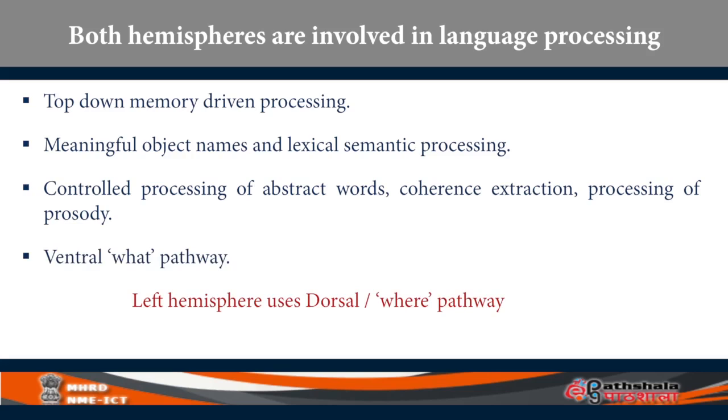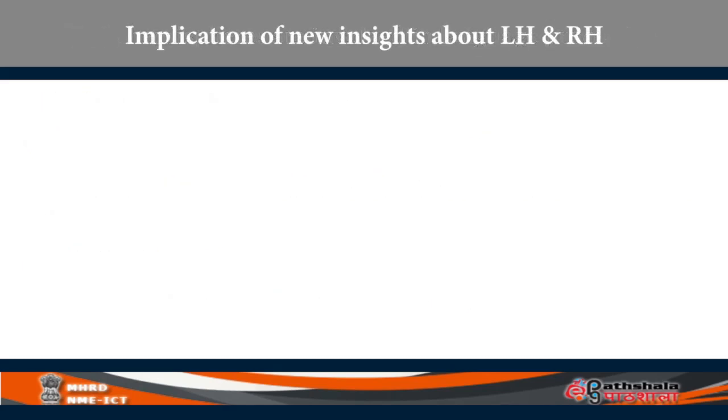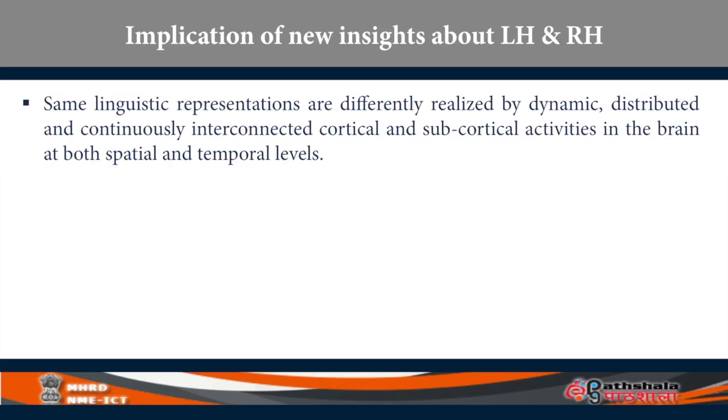So, what is the implication of saying both left hemisphere and right hemisphere are involved in language processing? It is not true that only the left hemisphere is dominant. Why do we need to engage with this new information? The new insights are telling us that the same linguistic information, you might be talking about syllables or phonemes or words, or stressed words or closed class words, the same representations are realized differently, distributed and interconnected.